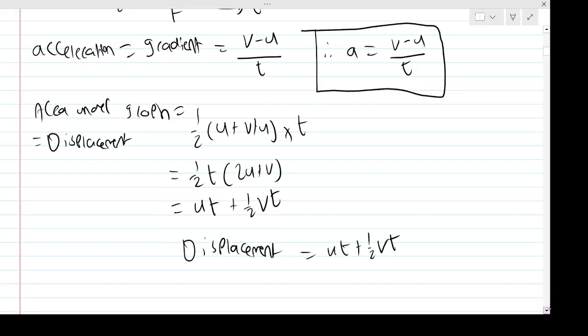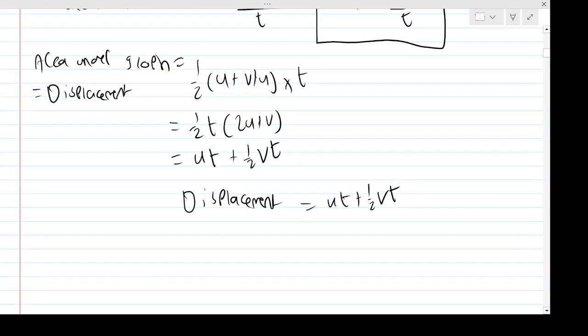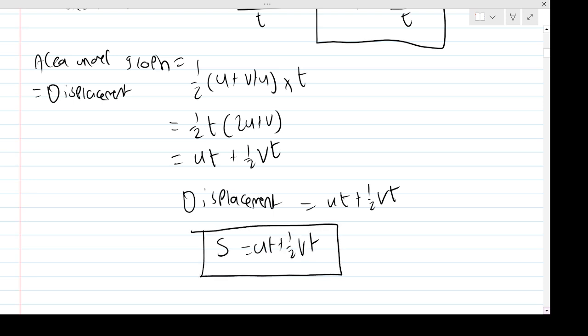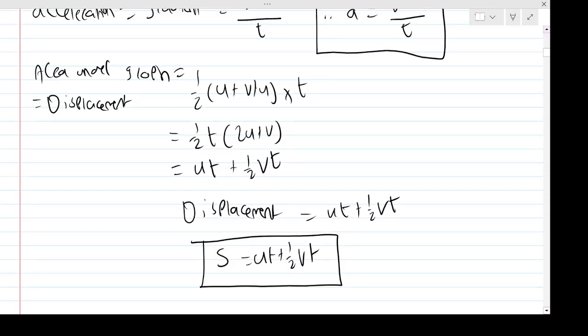Now the final thing to note is with displacement, because everything else is in letters: u is the initial velocity, t is the time, and v is the final velocity. A was also the acceleration. We need a letter to represent the displacement. We call that s, okay? So s is equal to ut plus a half vt. Sorry, a half at squared. And that is my second formula, okay? So these two formulas we can work out from the velocity time graph in this way.